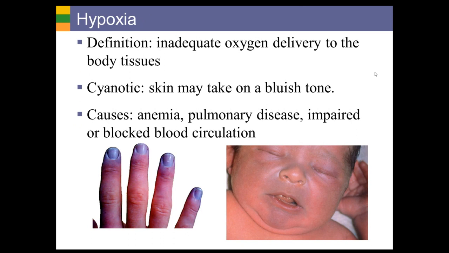This is often accompanied by cyanosis, where the tissues take on a bluish tone. So hypoxia is inadequate delivery of oxygen to the tissues. Cyanosis is a bluish skin color as a result of hypoxia.